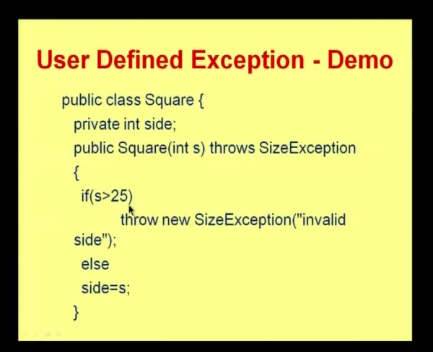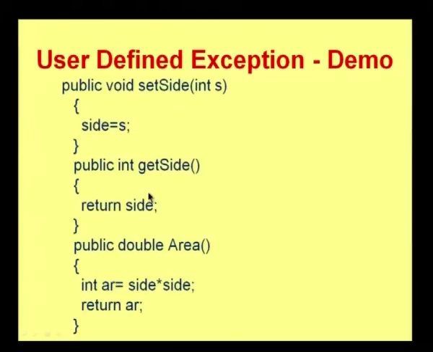If the size is greater than 25, I am going to create a new instance of the SizeException and say that the size could not be greater than 25. With respect to me, this is an exception. So I have created an object of the exception and I have thrown it. Else, I assign the size. So I have written my exception in the constructor itself.